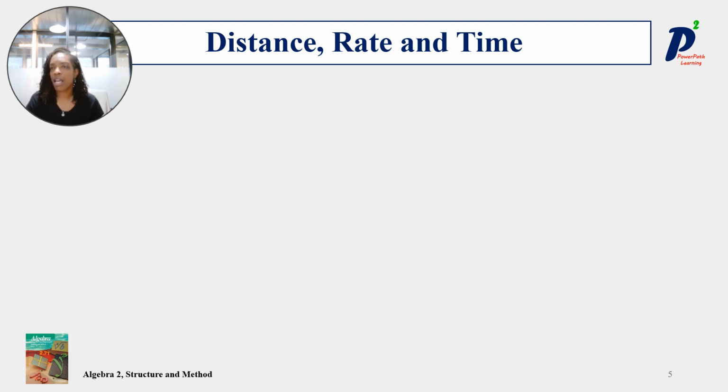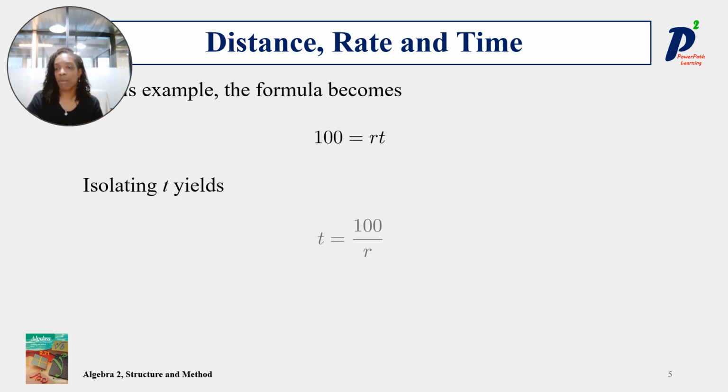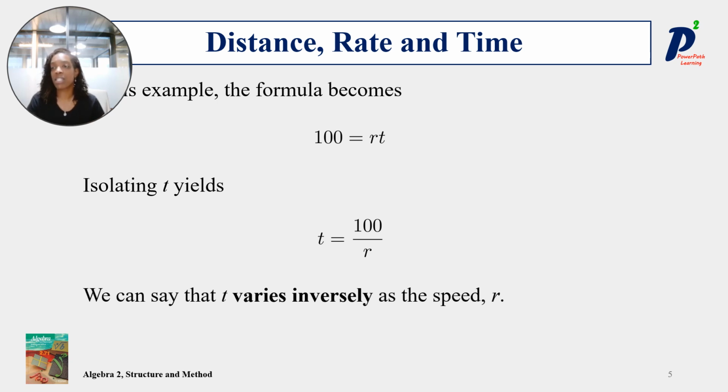So let's consider that new equation in our 100-meter race. Our formula becomes 100 equals RT. If we isolate time, our equation becomes T equals 100 over R. This relationship is called inverse variation, and we say that T varies inversely as the speed R, where 100 would be our constant of variation. It's a number that doesn't change no matter what happens with T and R.